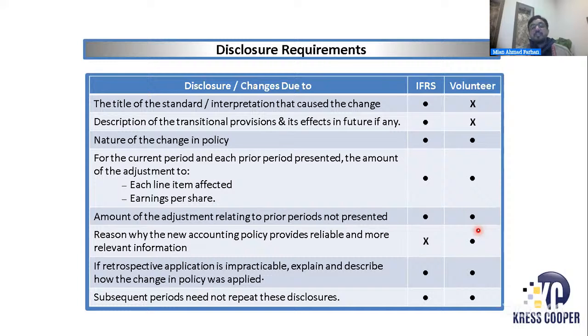So that change means, like, if you are changing from FIFO to weighted average based on the inflation impact, then you will be disclosing that because of the change in the economy, we are bringing this change in our accounting policy. If retrospective application is impracticable, explain and describe how the change in policy was applied, means till which date we went back and then we made the change and why that was impracticable.